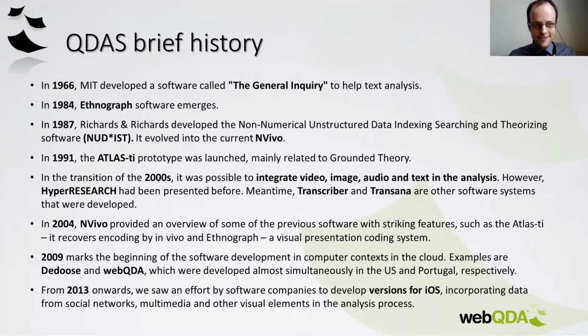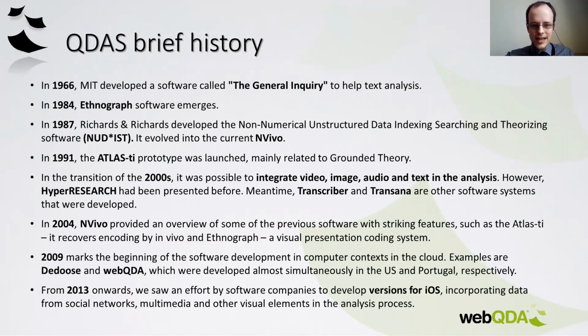Where does webQDA fit into the history of qualitative data analysis software? Well, we could say that the first software project to try to do qualitative analysis was back in 1966 at MIT. Although this arguably wasn't exactly designed for qualitative analysis, it was for text analysis. In the 80s, we started seeing some software like Ethnograph and the Nudist project trying to organize qualitative data. And this has led to nowadays we have the NVivo option. In the early 90s, we saw the prototype of Atlas TI, which is another main software platform for qualitative analysis.